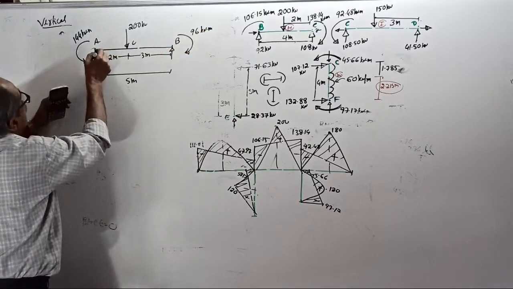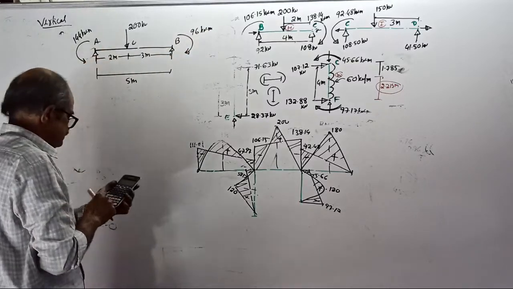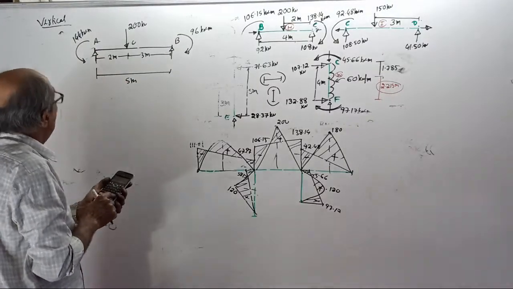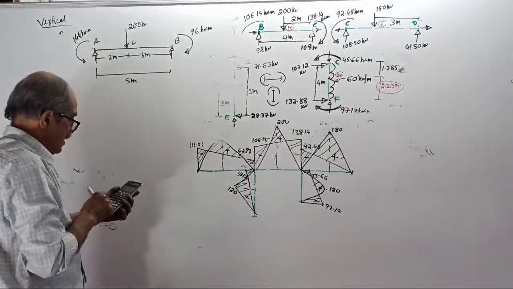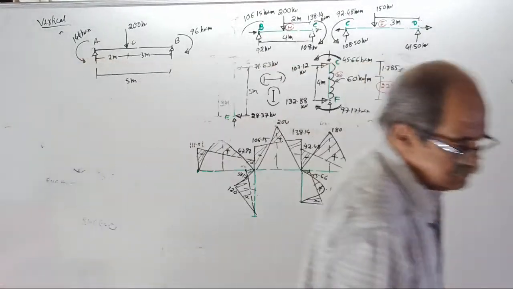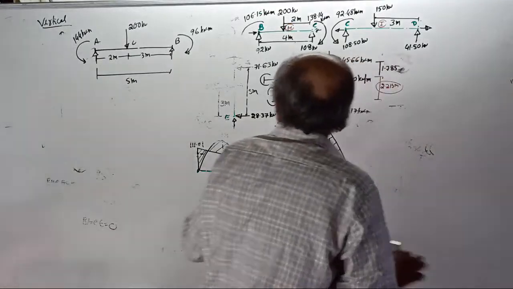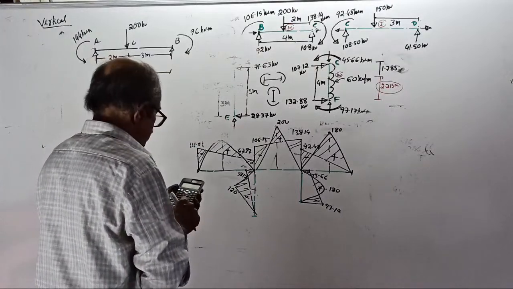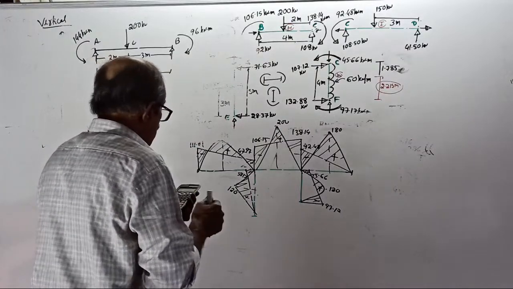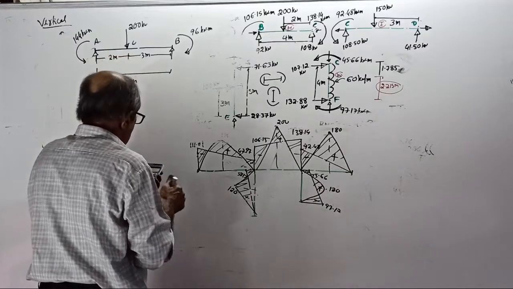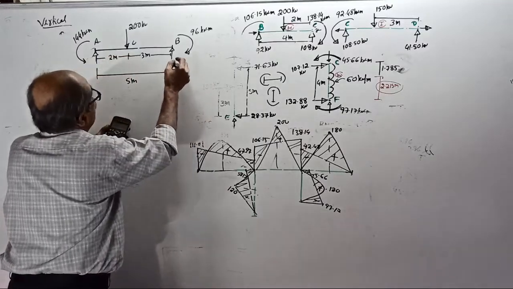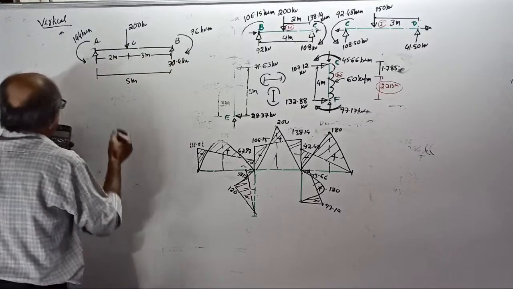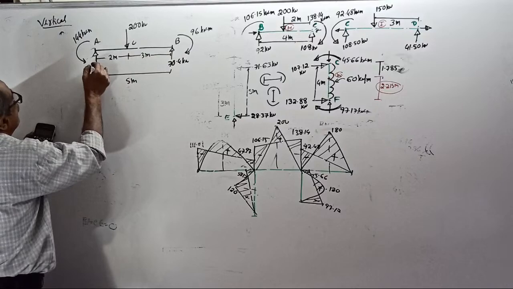Now, can you find the reactions? Yes, I will find the reactions. This reaction is 70.4 kilonewton and this reaction is 200 minus 70.4, which is 129.6 kilonewton.